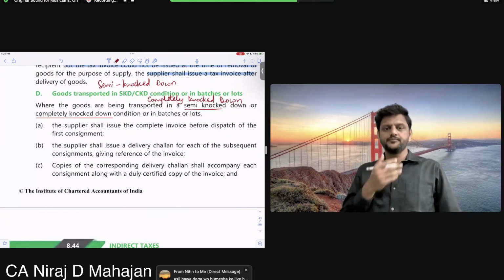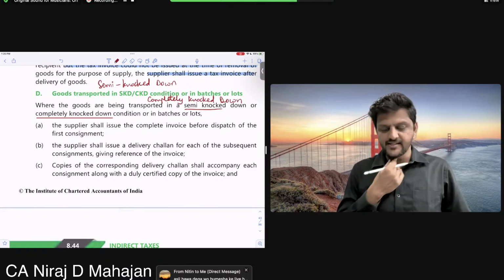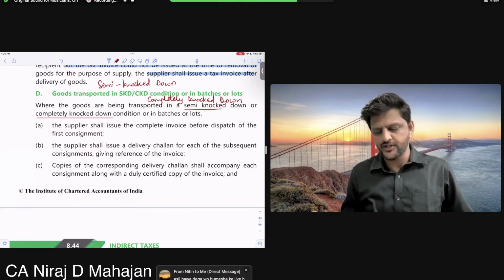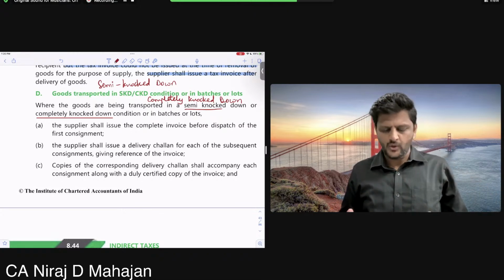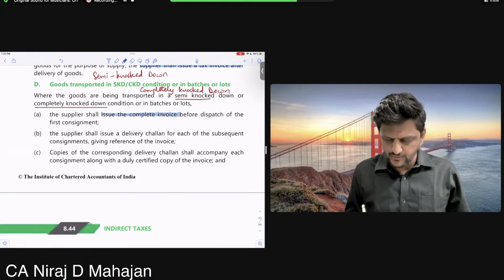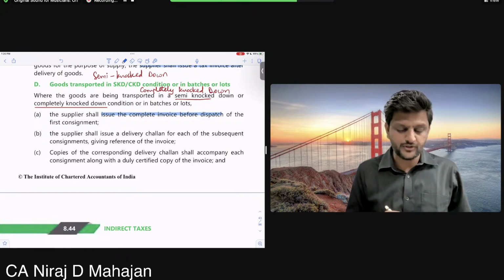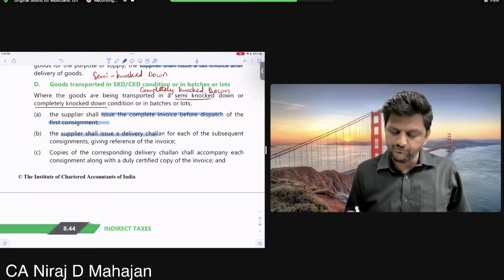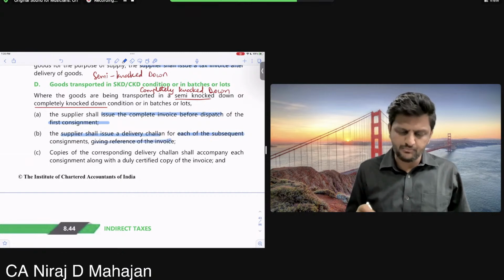So goods transported in SKD, CKD condition or in batches or in lots. Check. When the supplier issues the complete invoice before dispatch of the first consignment, the supplier shall issue a delivery challan for each of the next consignments giving reference of the invoice. Important.